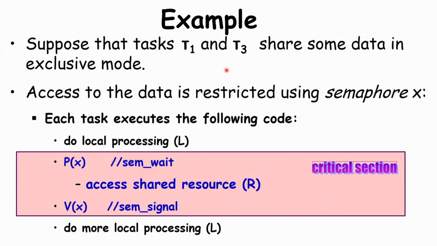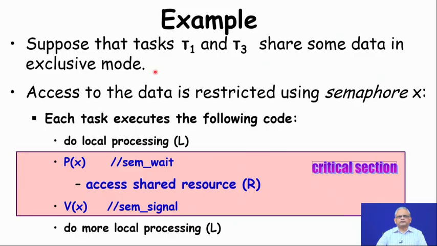Now, let us look at that same example, that we have task T1 and task T3 that need to share a non preemptible resource. That means, they need to access that resource in exclusive mode, and only when a task which is already using the resource completes its execution using the resource, the other task can use it. Both the tasks have the following type of code.